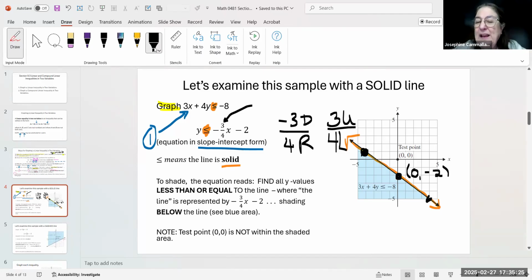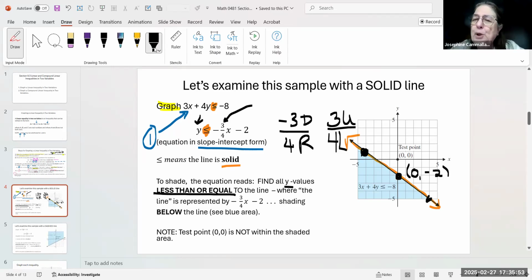Which just puts it right there. This is why you want 3 points for this solid line. Now, we're going to read the equation. Find all of the y values. This is what it's saying.